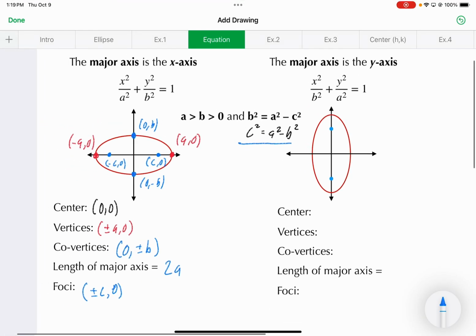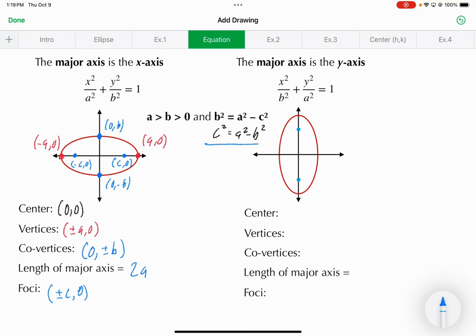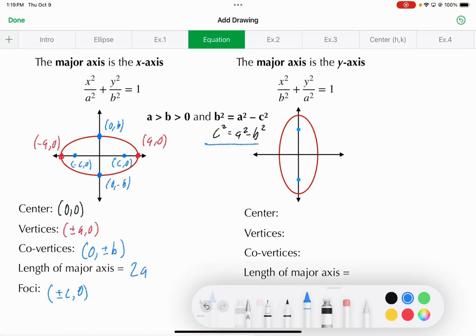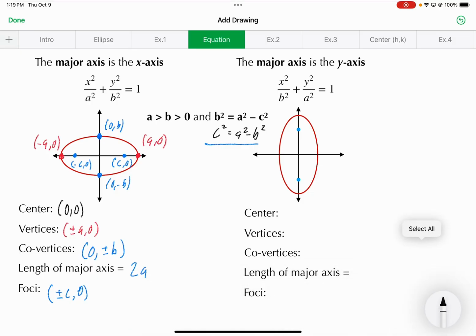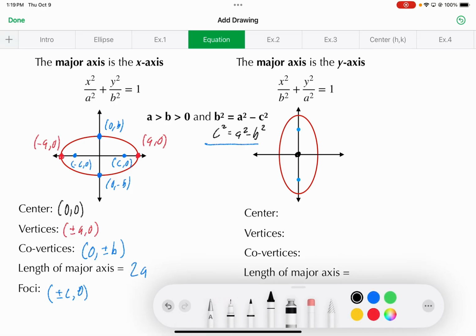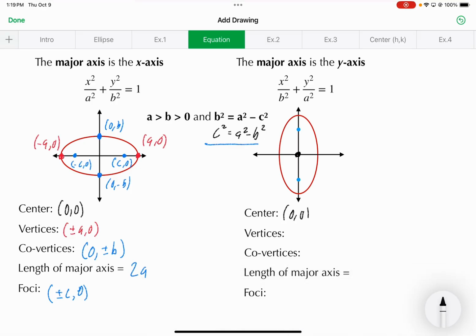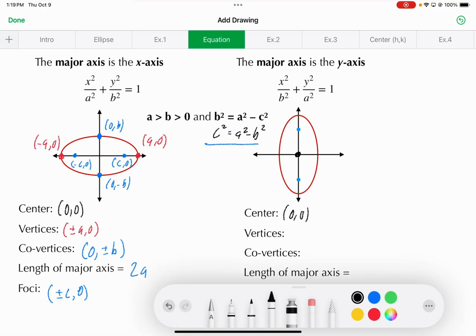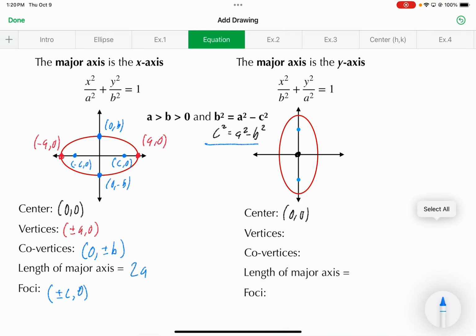All right. Now, similarly, if my major axis is instead the y-axis, let's fill out those values accordingly. My center is still going to be at 0, 0, still centered at the origin. On Monday, we'll look at what happens when it's no longer centered at the origin. Okay. So 0, 0. And then in this case, where would my vertices be?